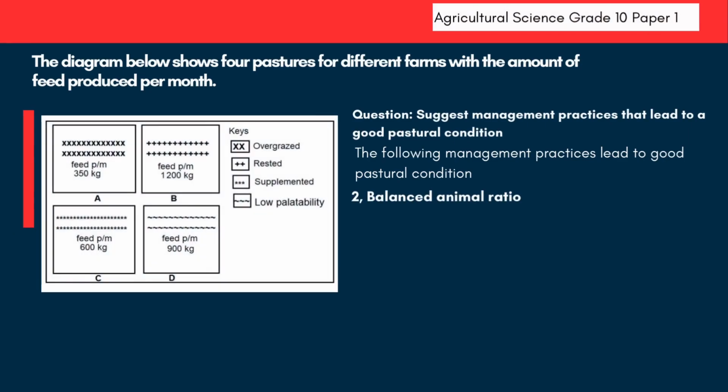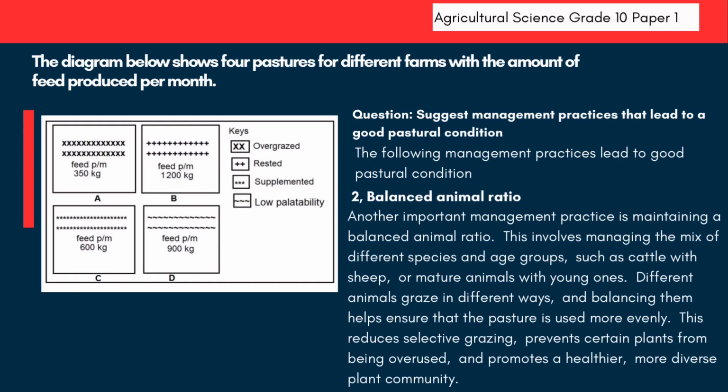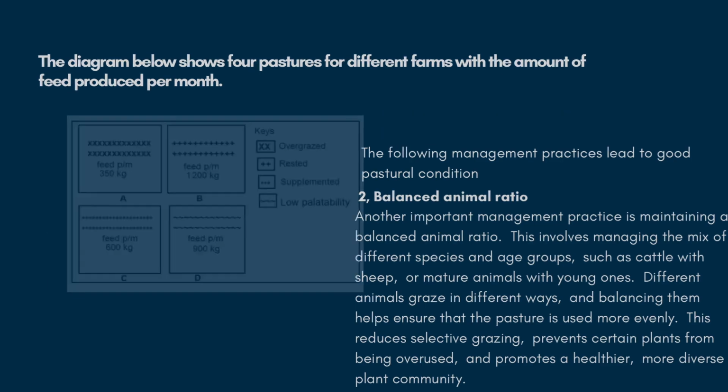2. Balanced animal ratio. Another important management practice is maintaining a balanced animal ratio. This involves managing the mix of different species and age groups, such as cattle with sheep, or mature animals with young ones. Different animals graze in different ways, and balancing them helps ensure that the pasture is used more evenly. This reduces selective grazing, prevents certain plants from being overused, and promotes a healthier, more diverse plant community.